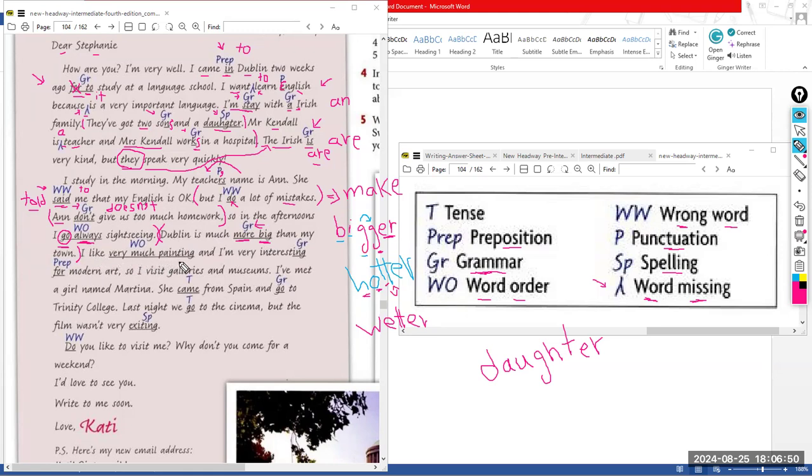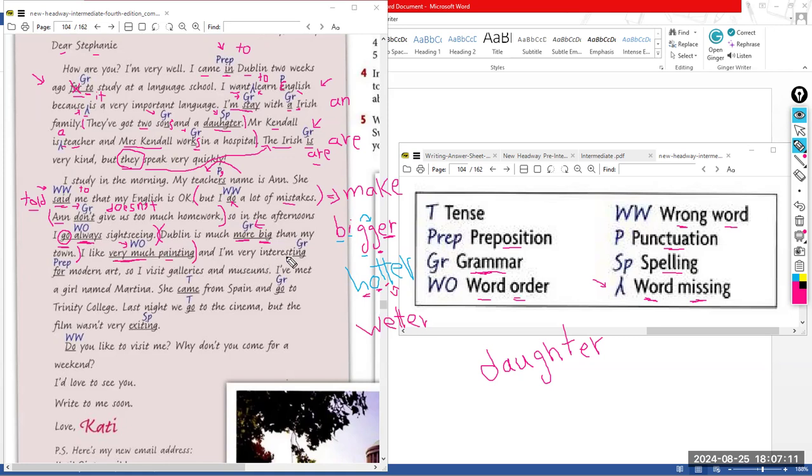I like very much painting. So in this sentence, we have a mistake, which is a word order mistake. Can you find it? Exactly. So notice that I have to say, I like painting very much. So notice that very much, I have to use it at the end.